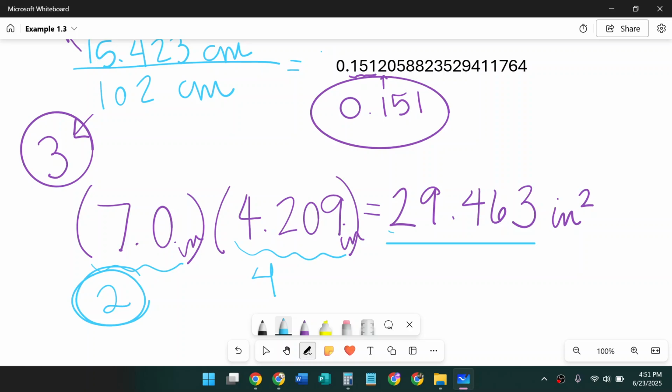We need to check before we keep the 2 and the 9 to see if we need to round up or round down. Does this foretell us that we need to round up or round down? We round down, so we go down to 29 even. So 29 inches squared is our answer for that one.